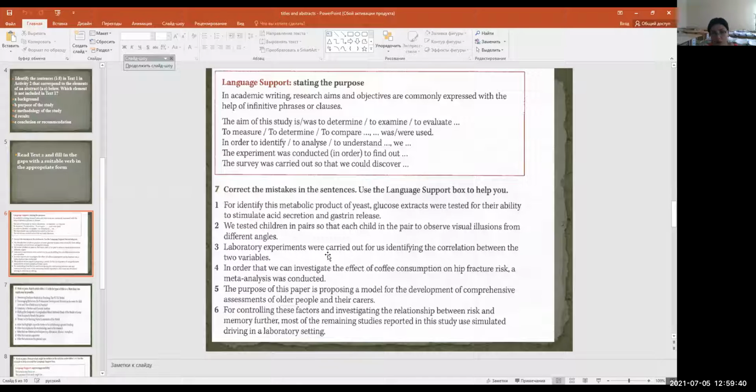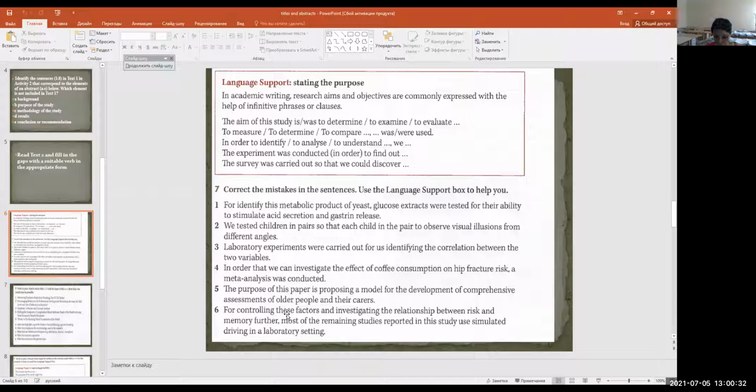Laboratory experiments were carried out, not "for us identifying", it's wrong, "to identify the correlation between the 2 variables." So in the fourth one, "in order that we can investigate" is not correct. "In order to investigate" or just "to investigate the effect of coffee consumption on hip fracture risk, a meta-analysis was conducted." The purpose of this paper is to propose a model for, not "is proposing", "is to propose a model for the development of comprehensive assessments of older people and their carers."